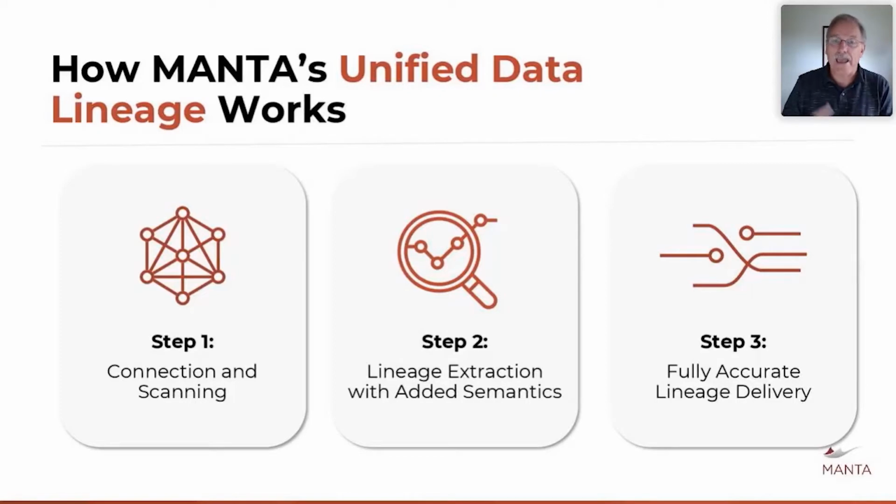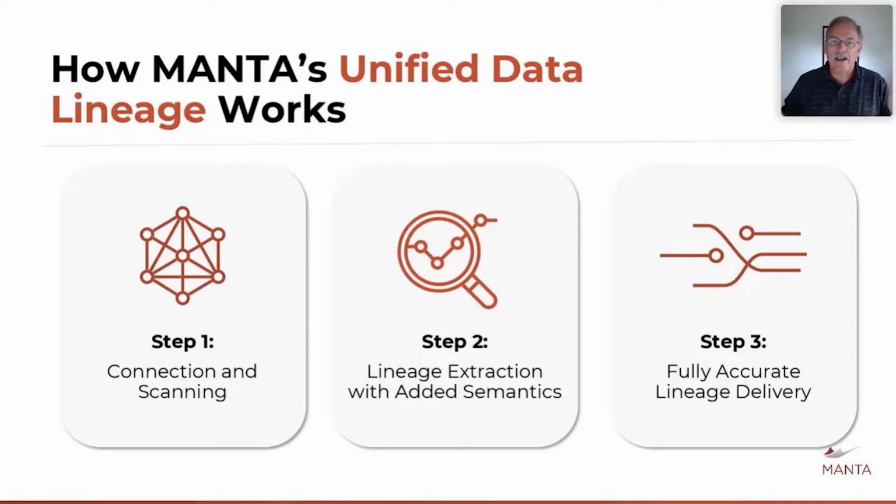And then Manta adds semantics to it. In other words, it parses the information and determines that this component is a transformation. And so I'm going to provide that as an expression when somebody looks at it. We'll color code it differently, make it easy to spot. We'll color code the technology resources differently so you can easily identify those. And that becomes the full accurate delivery of your lineage.